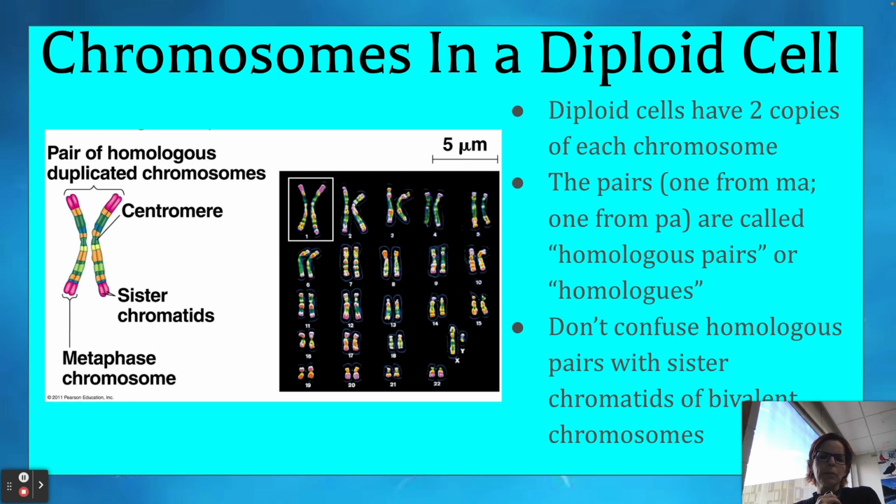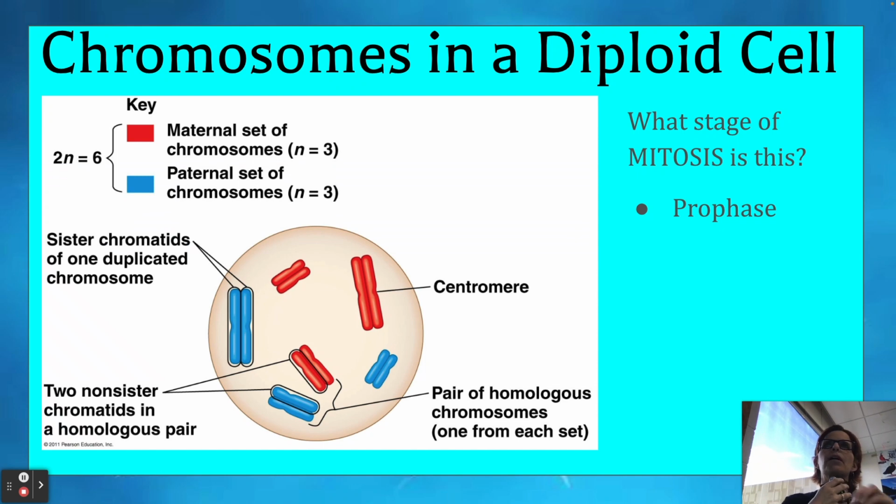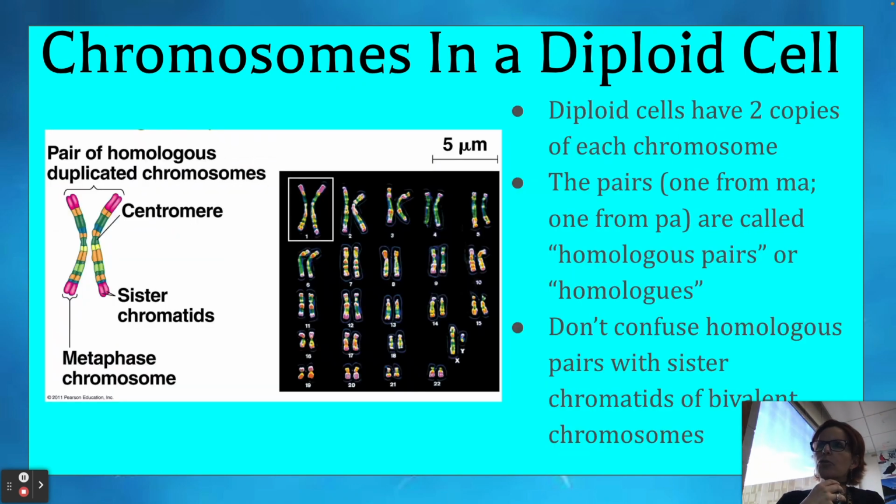Don't confuse homologous pairs with sister chromatids. So take a look at the cartoon on the left. Notice that one of the chromosomes is leaning this way, but it's got two sides to it. The two sides are the sister chromatids. The other one is leaning this way and it has two sides. The two sides are the sister chromatids, but the one that's leaning this way and the one that's leaning this way, those are the homologous chromosomes. I think that's kind of confusing. So two chromosomes, each of those has their identical copy attached. Remember that sister chromatids are identical copies, so the left side and the right side are identical to each other.